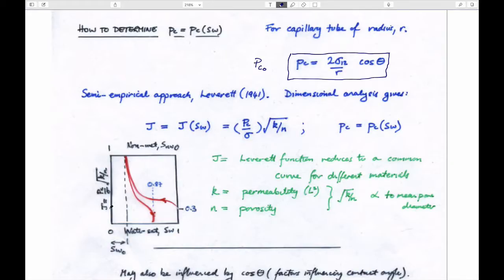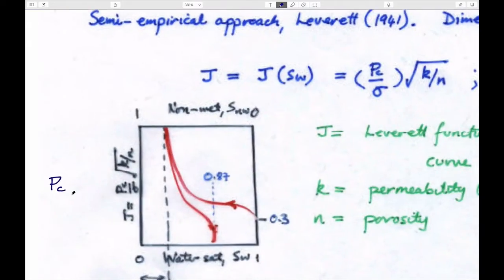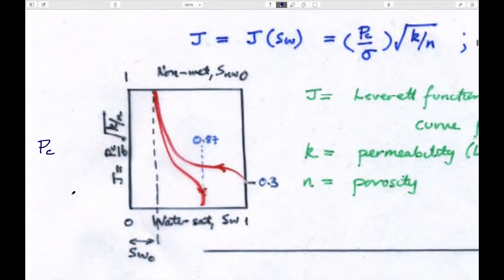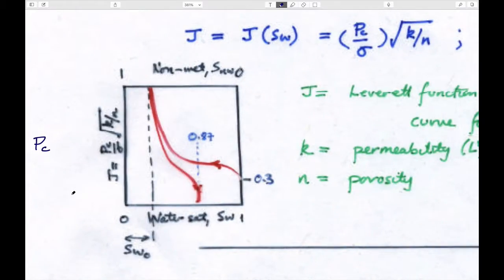So the main point here is that we can draw these capillary pressure versus saturation curves, saturation, capillary pressure, but instead of putting on the vertical axis the capillary pressure, what we could do is we could use a scaling parameter. And this scaling parameter, these are sometimes called J curves, or Leverett J curves.